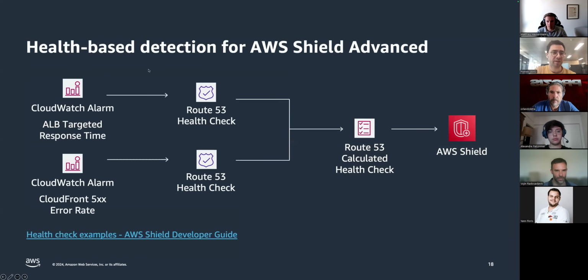You can create health checks on Route 53, also create calculated health checks that take multiple health checks into account and are healthy only if all of them are healthy. So for example, you could use the error rate of your Amazon CloudFront distribution and your content delivery, or the response time from the load balancer, and use this information for more accurate detection of the attacks.